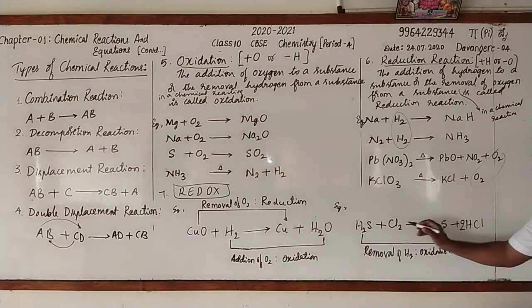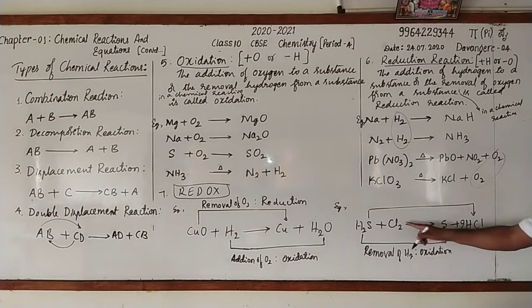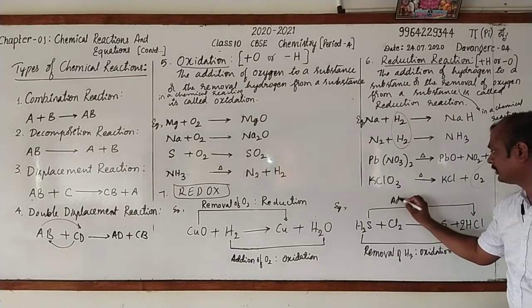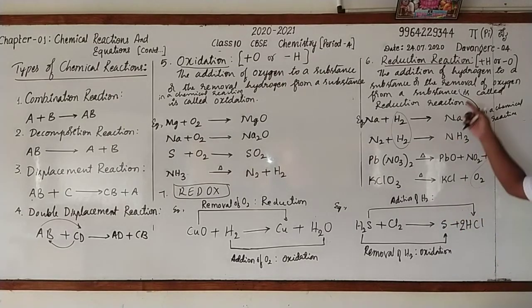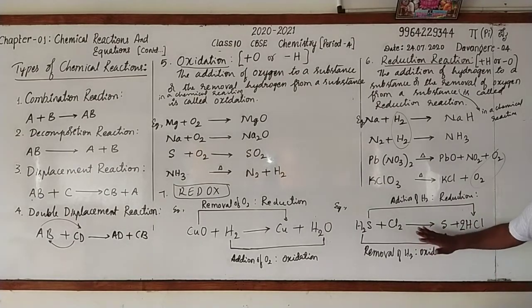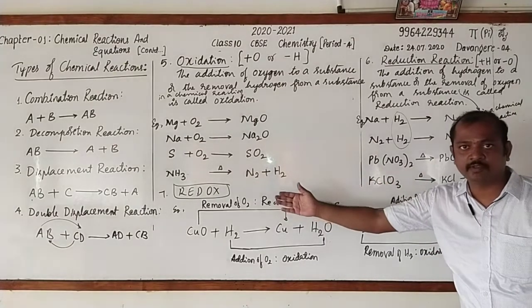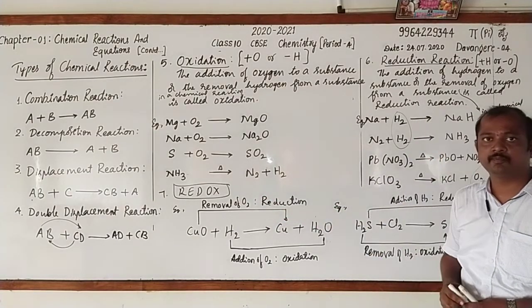Now, this hydrogen is added to chlorine, then we will get HCl. Got it? So here we can say that addition of hydrogen is known as reduction. Therefore, this is an example of a chemical reaction in which both oxidation and reduction take place. Hence, it is called redox reaction. Now, let me go for writing the definition of redox reaction. You have to copy that one.